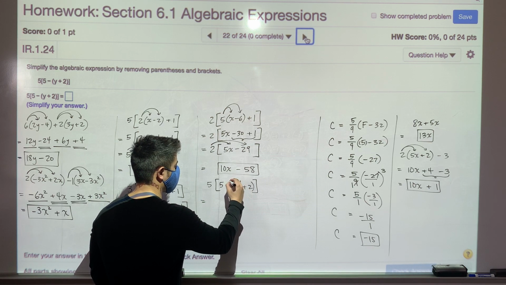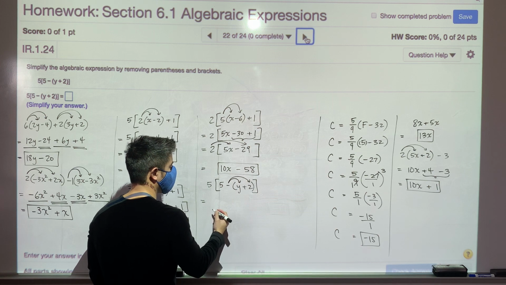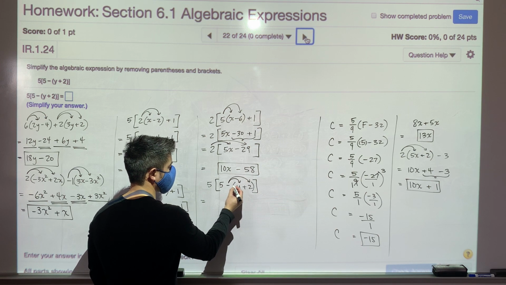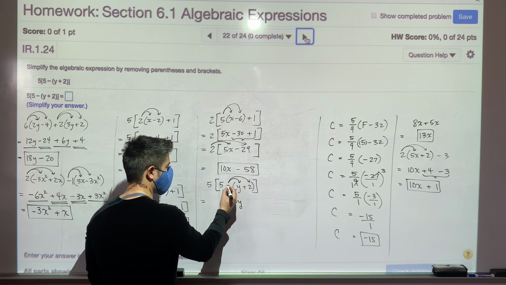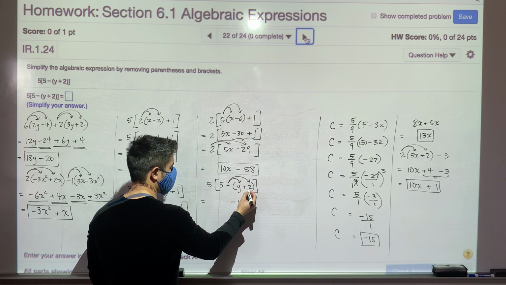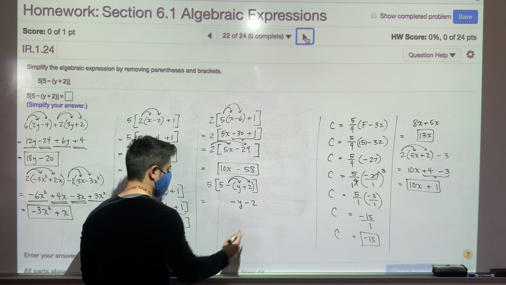We would need to open up these parentheses inside. A negative times a positive is going to be a negative y. A negative times a positive is going to be a negative 2.